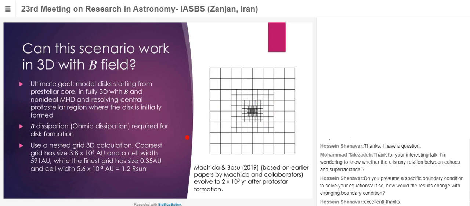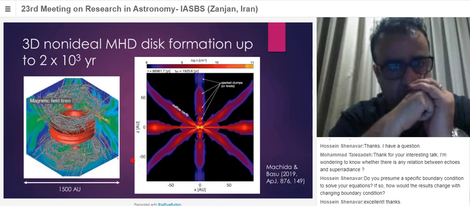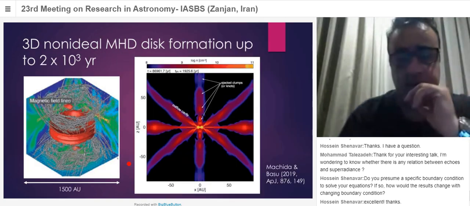Okay, so I'm going to show you some work that we published with Masahiro Machida last year. This is a 3D model using a nested grid approach. It's a Cartesian nested grid. You have grids within grids. The coarsest outer grid is the size of a prestellar core, and the finest grid actually resolves down to about a solar radius. So it can actually resolve the central protostellar object, although not its interior structure.